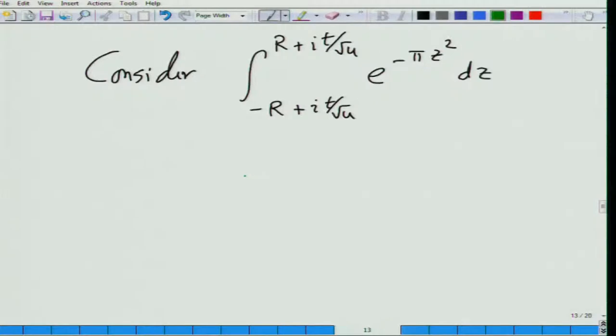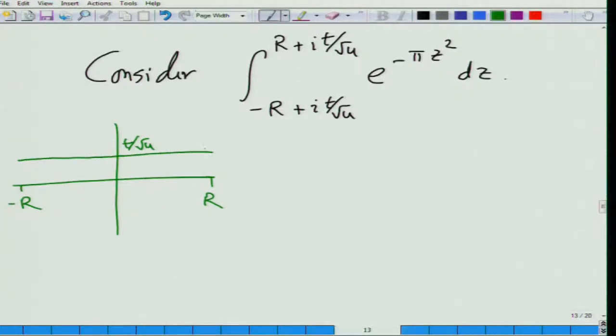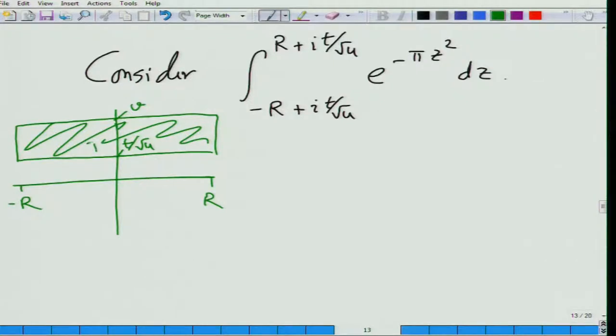And this integral again we will write as, let's just go here once again. From here to here, let's define a contour, or let's take a rectangle. Okay. And let this be the domain D.